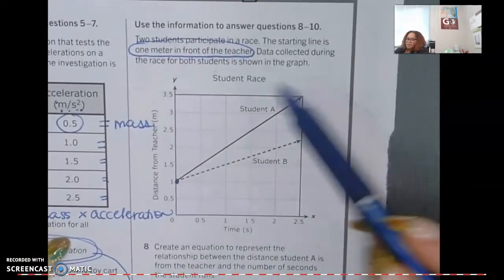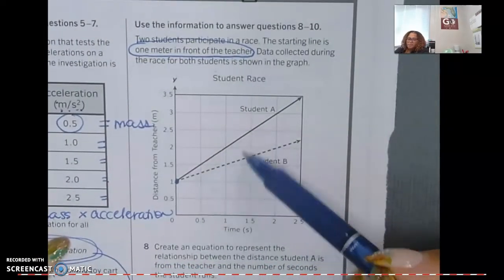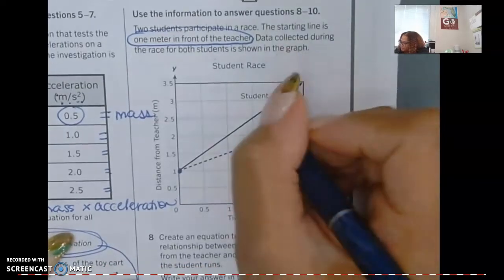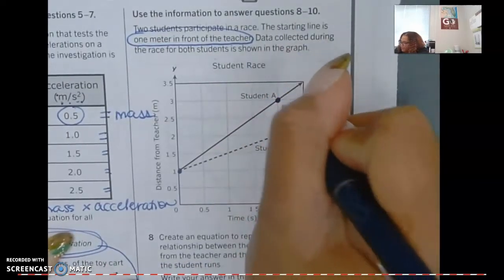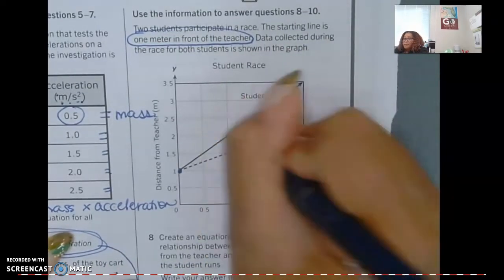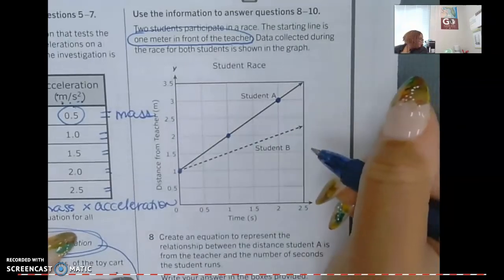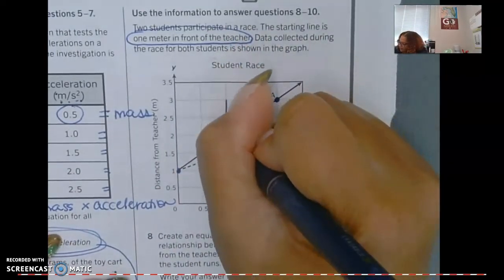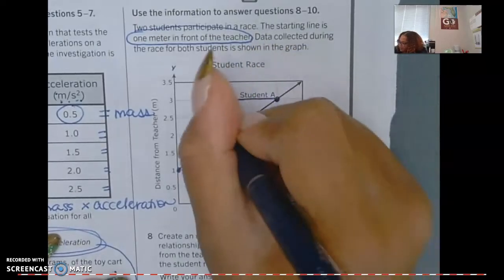Okay, every time you have a graph, you have 2 lines here. You need to find 2 friendly points and do the rise over the run. There's a friendly point here and there's a friendly point here. Calculate your rise, calculate your run.